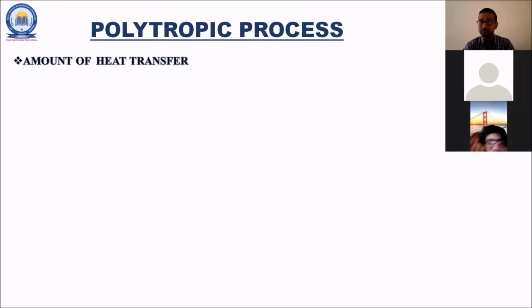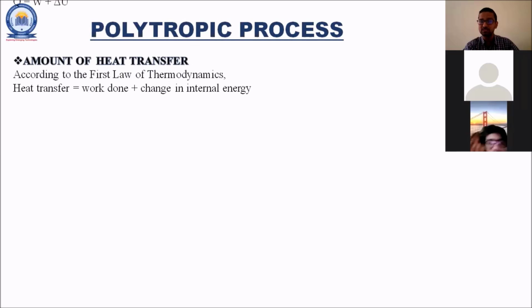Dear friends, now remember for the adiabatic process, the amount of heat transfer was equal to 0. But for the polytropic process, it is not 0. So we need to derive the equation for the amount of heat transfer. So this is the derivation.